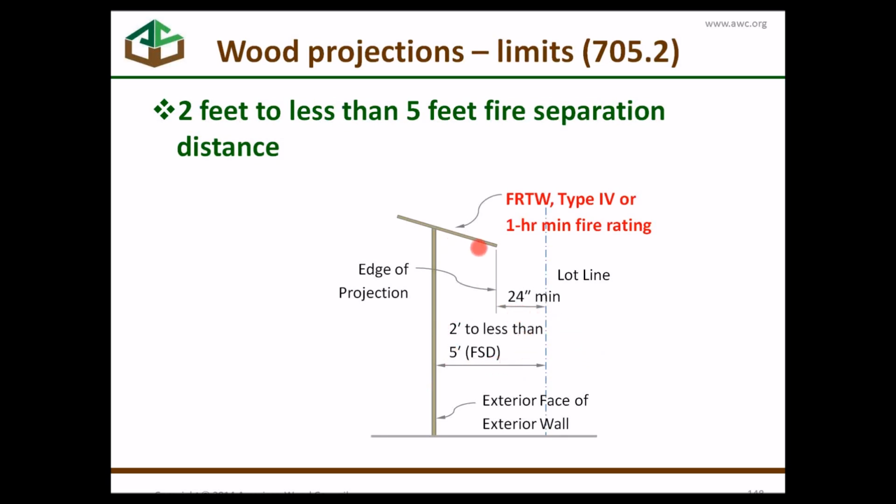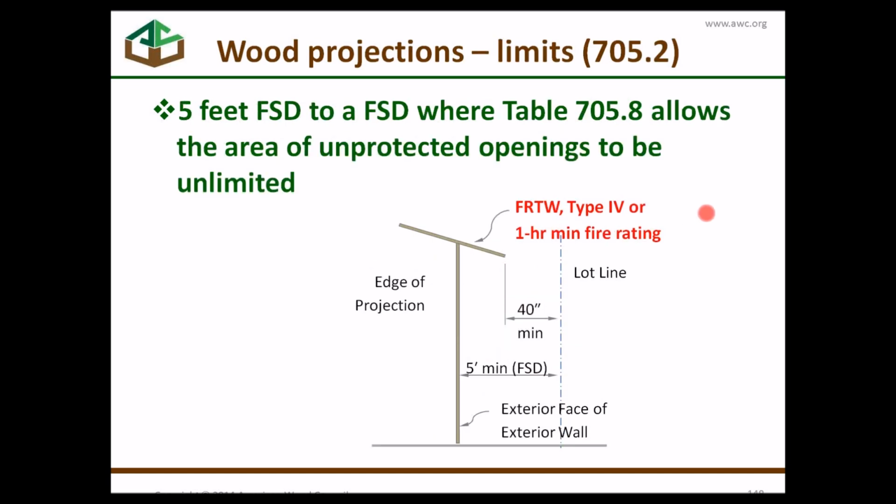Then you can't have a projection up to the 2-foot point, but it has to be one of these things: fire retardant treated wood, type 4, or rated for an hour. It's only when you get beyond the 5 feet that this protection is not required for your projection. But if you're up to 5 feet, you've got a 40-inch minimum there. You've got to have this protection if you're within that 5 feet.